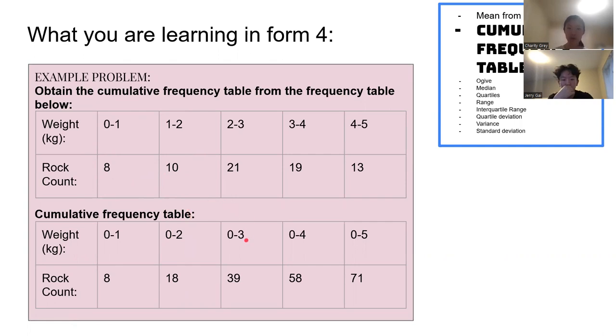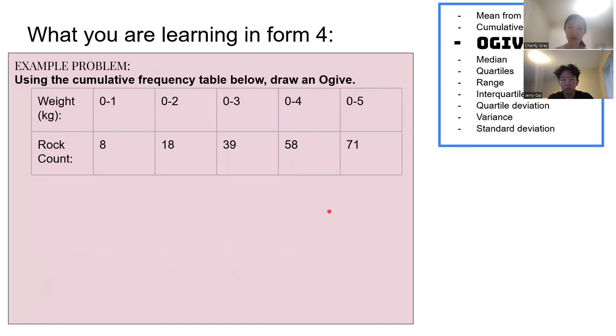The same thing goes for this new bucket, 0 to 3. You will have to add up all these columns because your bucket goes from 0 to 3 instead of 2 to 3. And so that adds up to 39. And the same thing goes for 0 to 4 and 0 to 5. That was pretty simple. Now we're going to go into looking at the ogives.